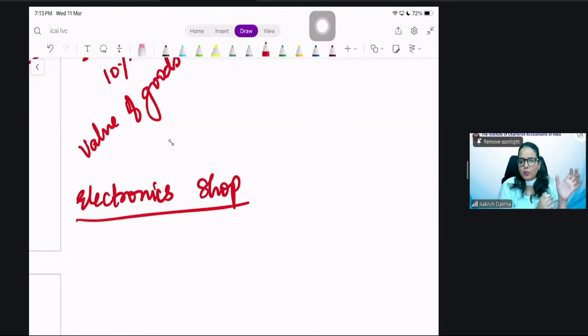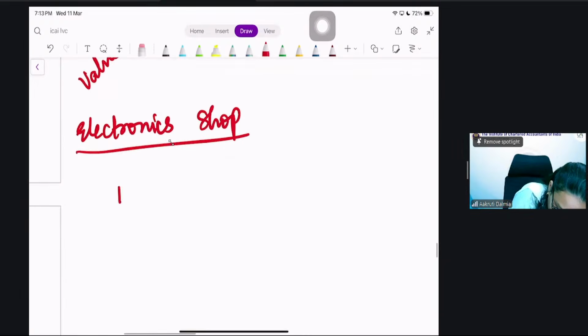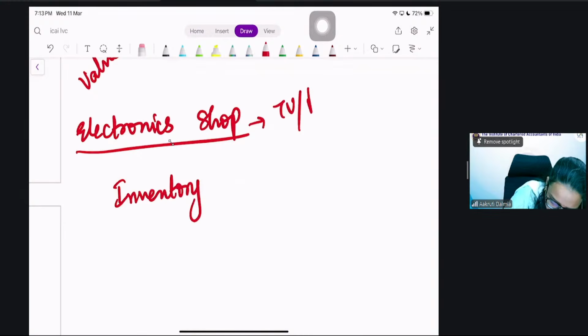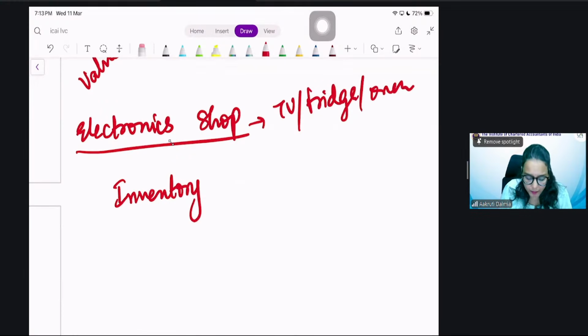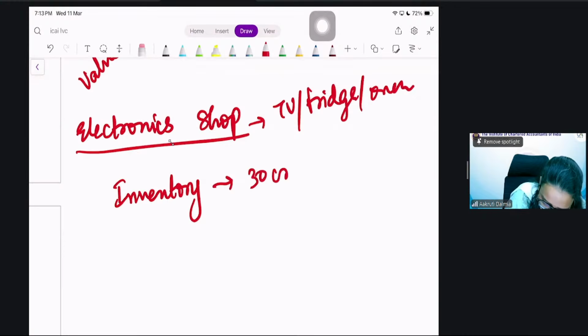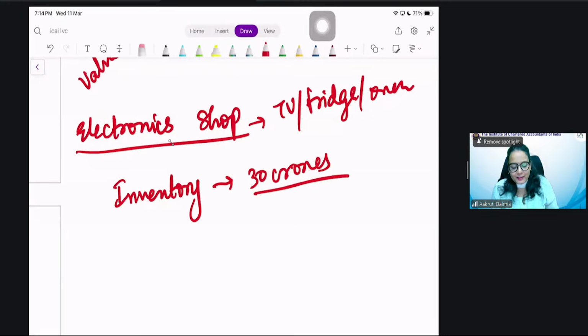The files had come to the auditor. Usually these are small audits. So the auditor, there were electronics. So what did he see? That the inventory, they have TV, fridge, oven, all these things they have. So the inventory was showing 30 crores. I told a small business, but okay, just for example. So the inventory is showing 30 crores.